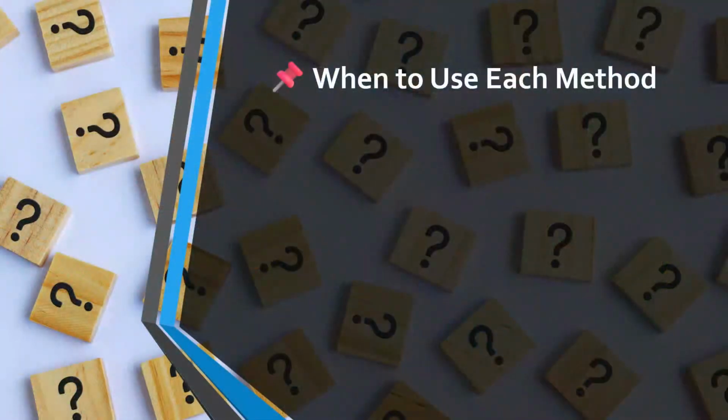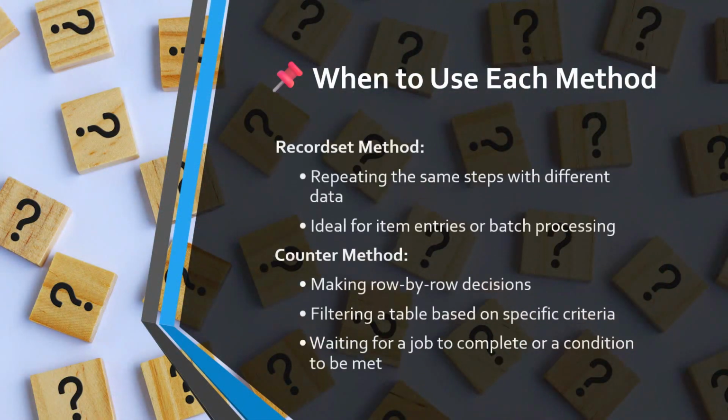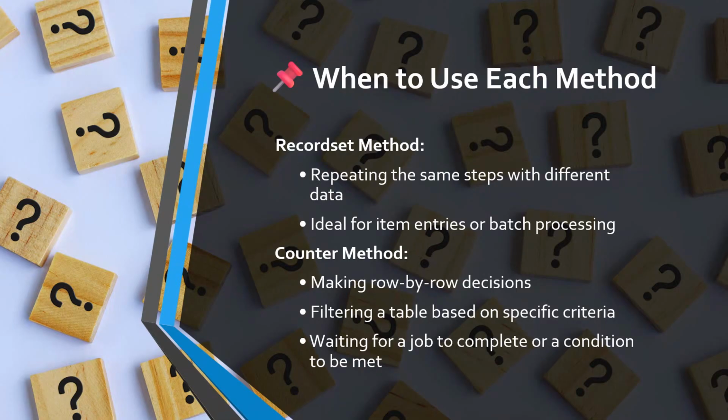So, when should we use each method? Record set method is perfect for repeating the same steps with different data like item entries. Counter method is great for row by row decisions like filtering a table based on specific criteria or waiting for a job to complete or a condition to be met.